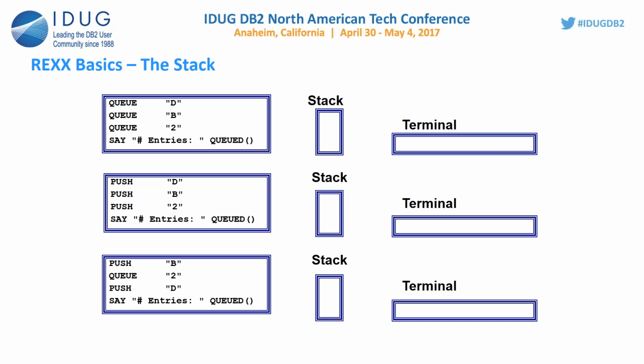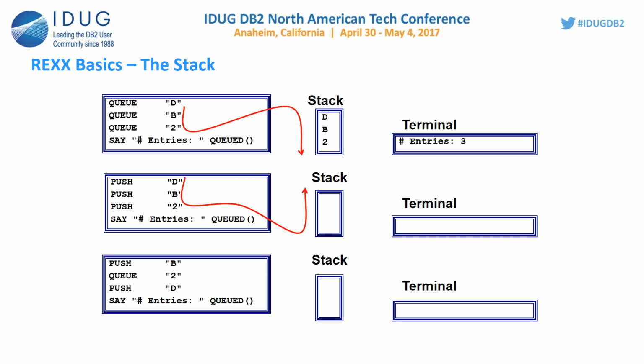As a practical matter, almost always the only way I use the stack is the first way. If you queue something onto the stack, it's just going to add basically a record. It's an area of memory, but you can think about it like a flat file that you're building. So if I queue a D here, it goes to the stack, queue a B, queue the number 2. We're sticking things on to the end of the stack, and then this third line of code says, hey, how many things are on the stack? The queued will tell you how many things are on the stack.